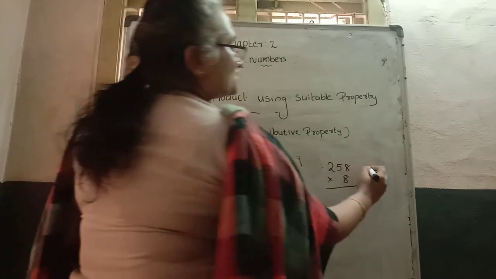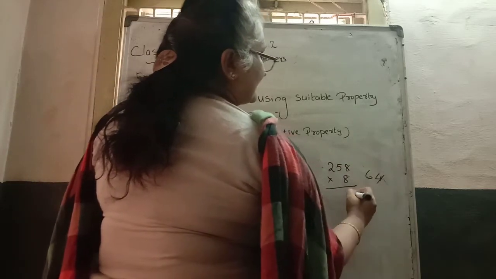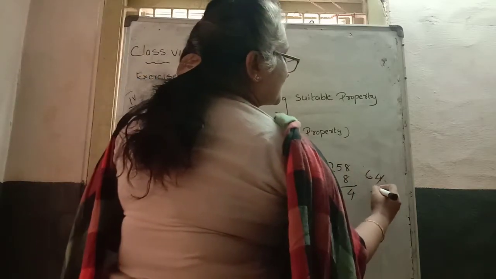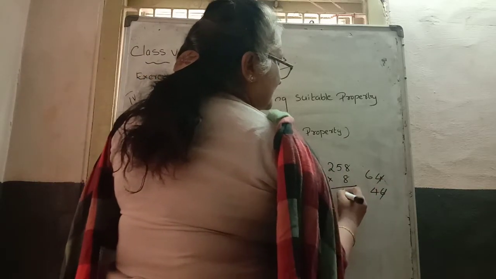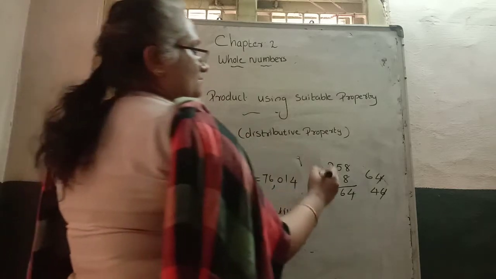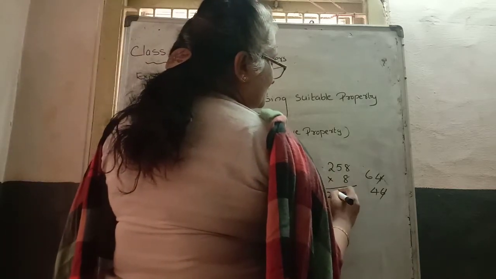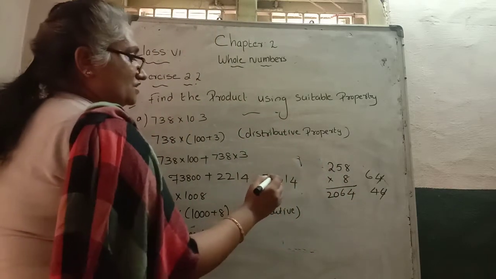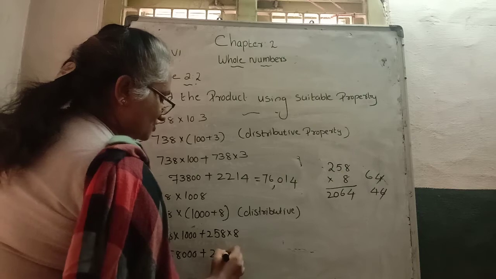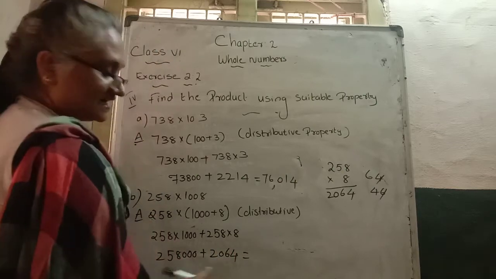8 8s are how much? 64. 4 cut and 8 5s are how much? 40. 40 is added with the remainder 6, 46. 6 cut and write. 8 2s are how much? 16. 16 plus 4 comes to be how much, remainder for adding time? 20. So the final answer becomes 2064. Both these two numbers are adding.